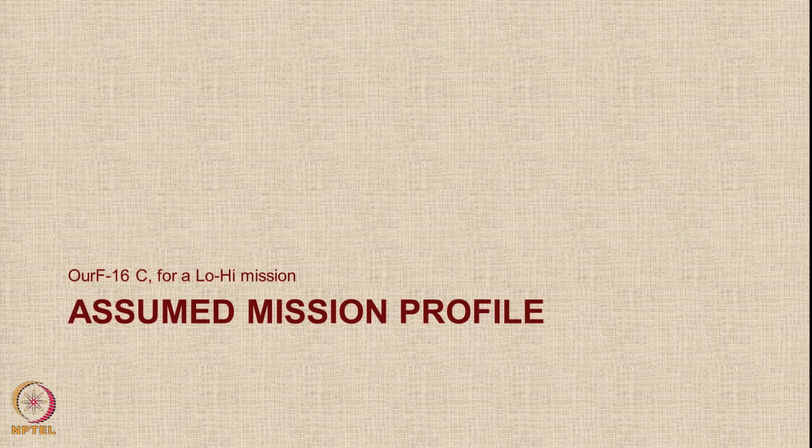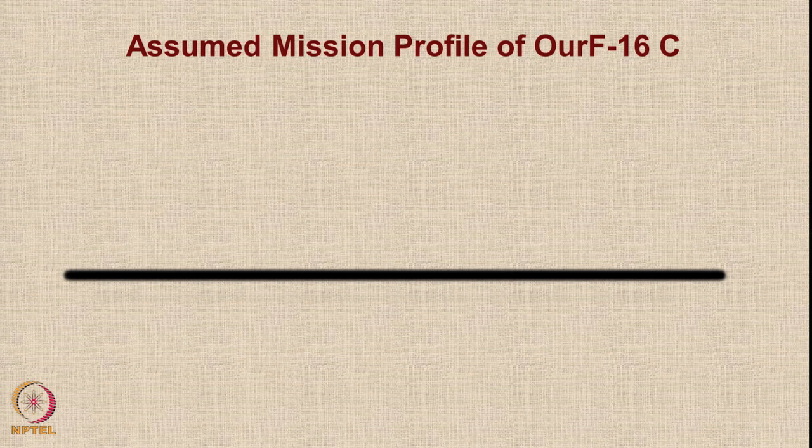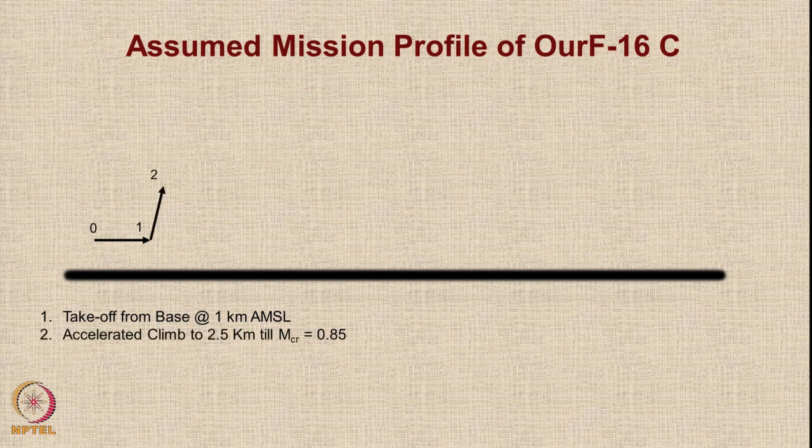As I mentioned, we have assumed a mission profile for F-16C, that is why we call it our F-16C. Our mission is the low-high mission. You can see this is the mission profile. We start off by takeoff from a base which is at 1 kilometer above mean sea level. The aircraft then climbs to a height of 2.5 kilometers in an accelerated fashion and reaches a Mach number of 0.85 at the end of climb. We then cruise to the location of action, which is assumed to be 200 nautical miles away.